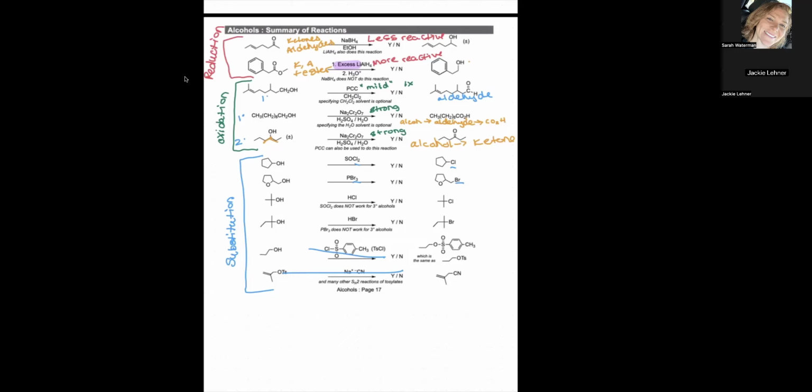If it was on a primary, why would it be better to do that one though? Because in a primary, it's SN2 no matter what. Hmm. Does it have anything to do with the fact that it's a ring?